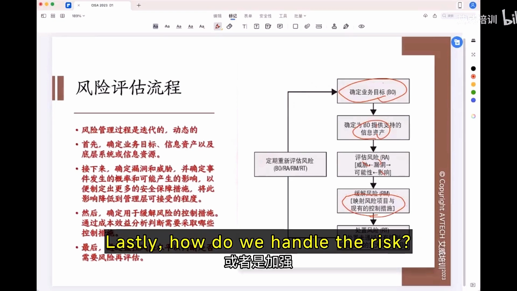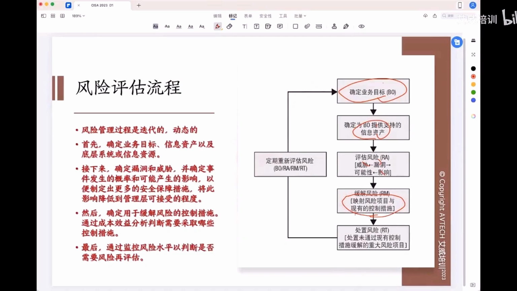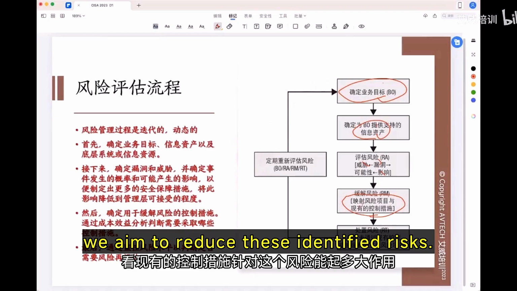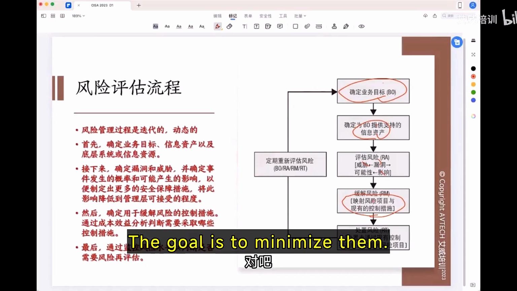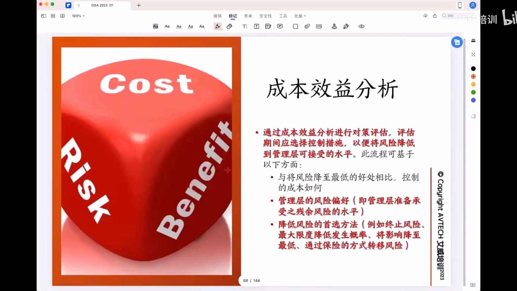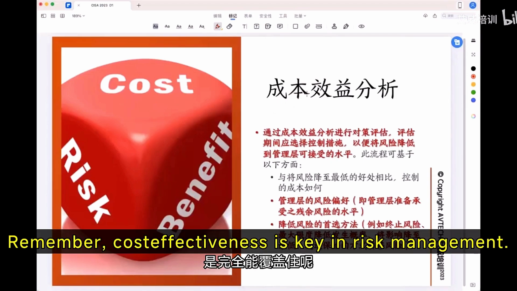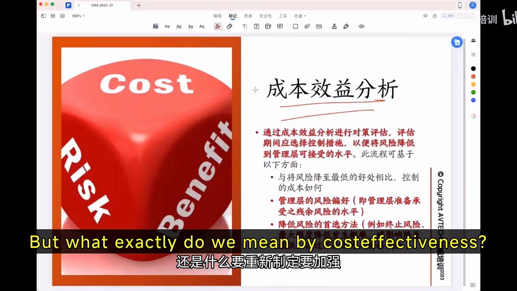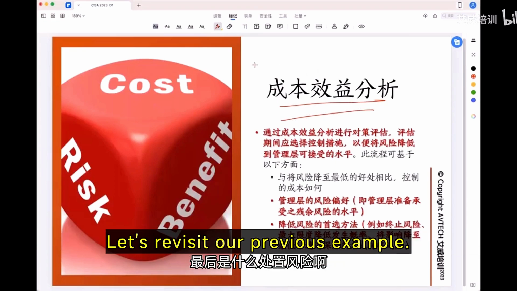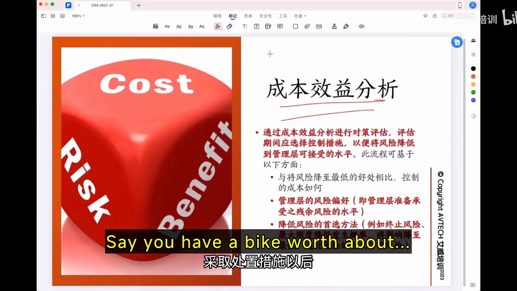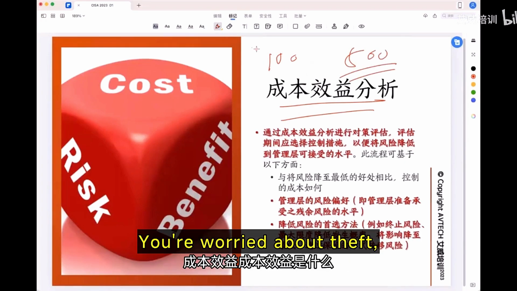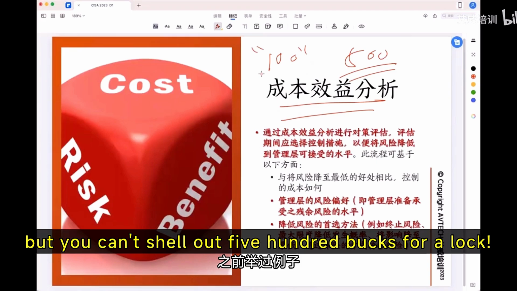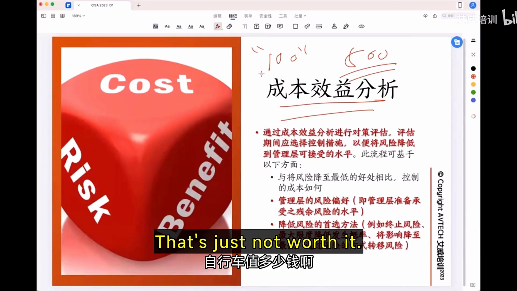Lastly, how do we handle the risk once we've taken action? We aim to reduce these identified risks. The goal is to minimize them. Remember, cost effectiveness is key in risk management. But what exactly do we mean by cost effectiveness? Let's revisit our previous example. Say you have a bike worth about $100. You can't just spend money on a lock, right? You're worried about theft, but you can't shell out $500 for a lock. That's just not worth it.